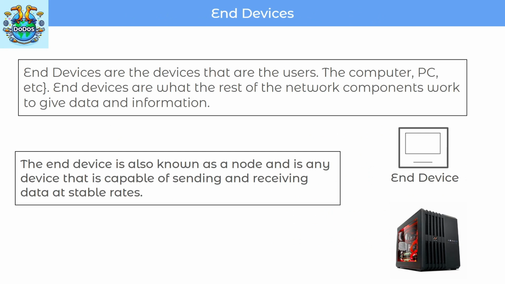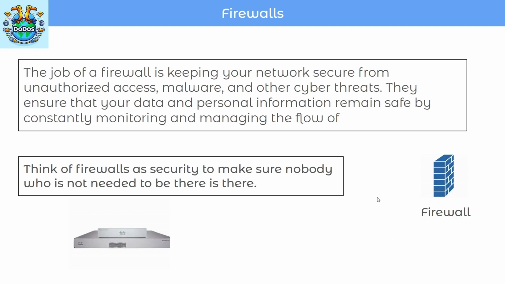End devices. End devices are the devices that are the users, so it's the computer, the PC, what you're using maybe when watching these videos. End devices are what the rest of the network components work to give data and information to. It's also known as a node, and any device that is capable of sending and receiving data at stable rates is an end device. So it's like a PC or something like that.